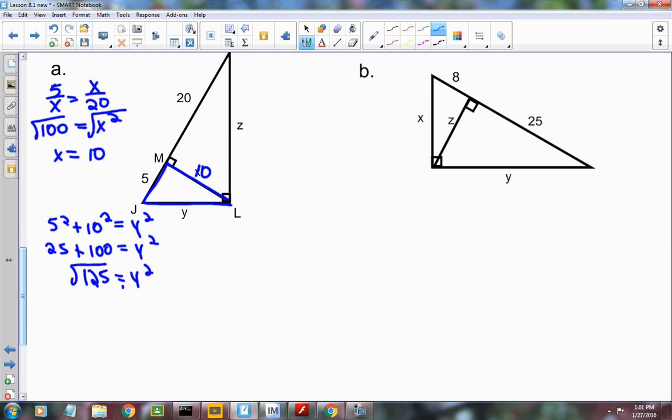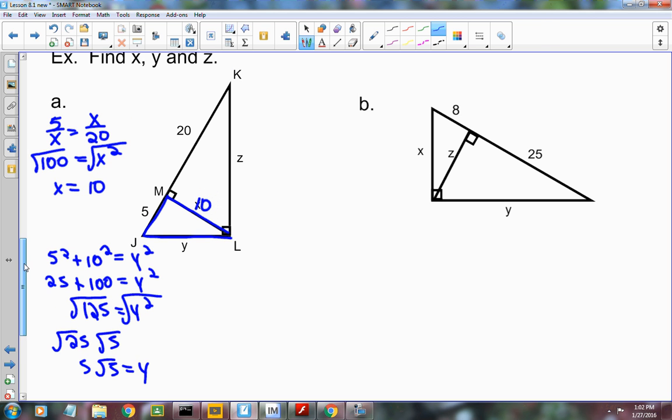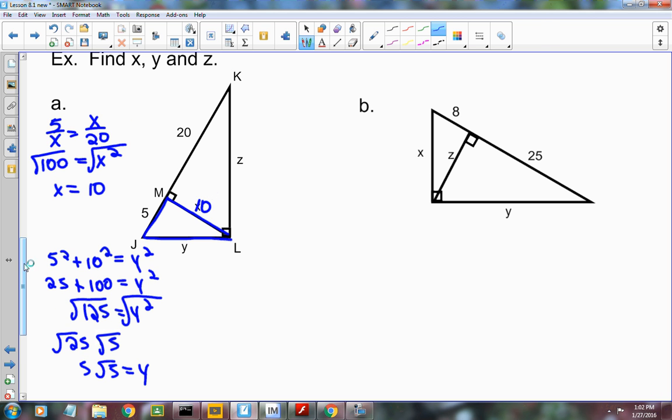I'm going to take the square root of both sides. What am I going to break 125 into? 25 and 5, right? And so that ends up being 5 radical 5. But I didn't use geometric means to set that up. What would that look like? We won't work it out, but what would that look like?